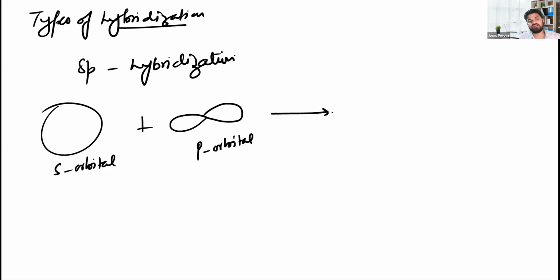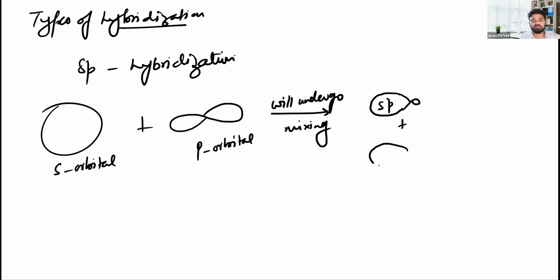So when they are mixed together, how many sp orbitals will it give you? Tell me how many. They will intermix. They will undergo intermixing, and when they undergo mixing, they will form sp hybrid orbitals. This is sp hybrid orbital because there are two orbitals, one s and one p. So the new hybrid orbitals formed will also be 2. This is also sp.